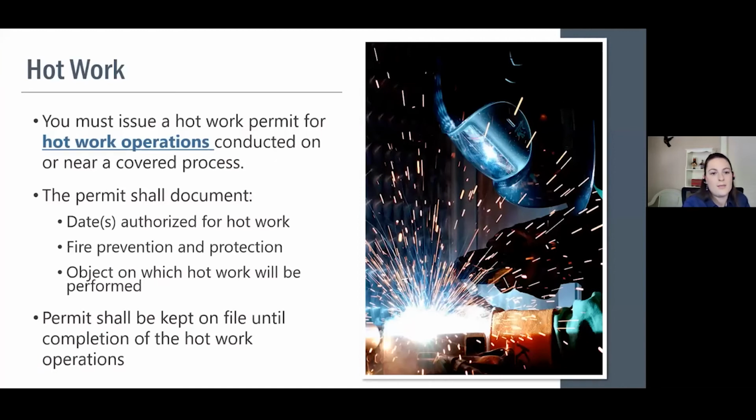Hot work. Hot work means work involving electric or gas welding, cutting, brazing, or similar flame or spark producing operations. Permits must be issued for hot work conducted on or near the RNP covered process. The permit shall document the date authorized for hot work, the fire prevention and protection measures employed, and the object on which the hot work will be performed. And the hot work permit shall be kept on file until completion of the hot work operation.